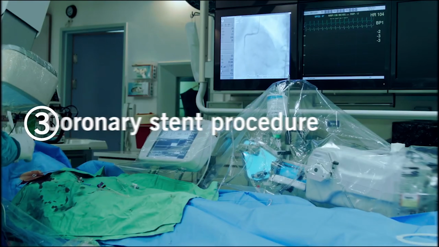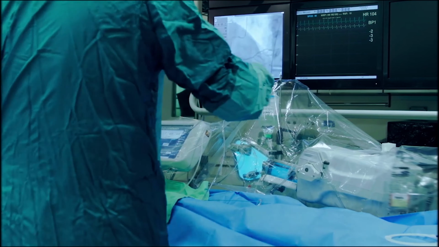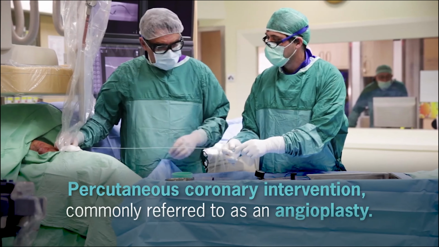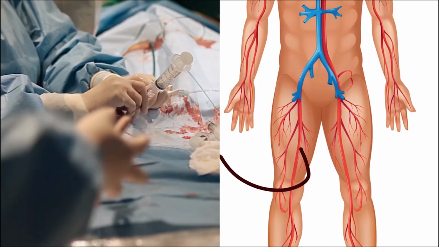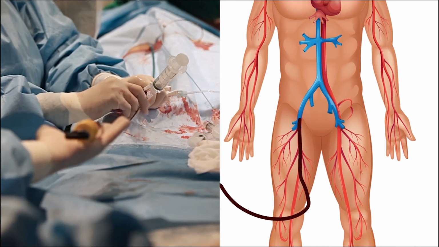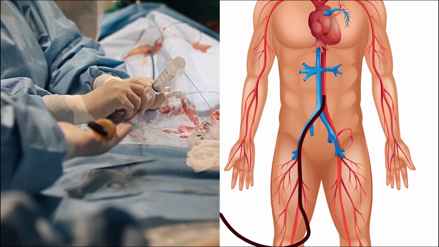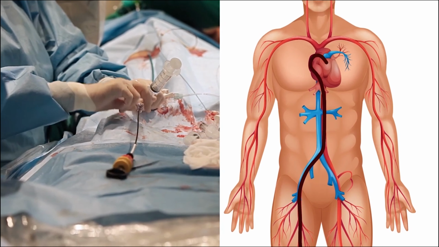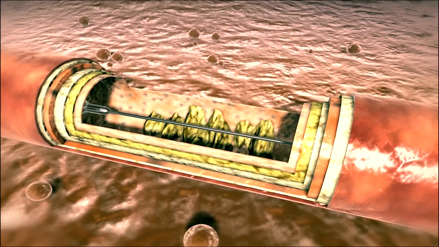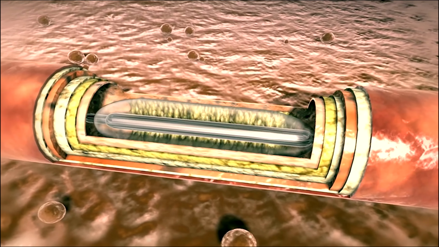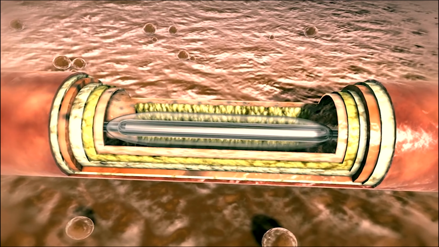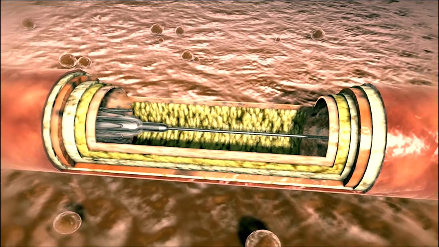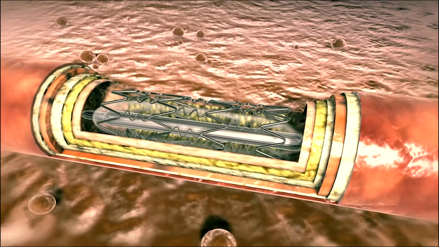3. Have a coronary stent procedure. With severe artery blockages, you might need a percutaneous coronary intervention, what's commonly referred to as an angioplasty. First, doctors insert a thin tube called a catheter into an artery on your wrist or leg. This tube has a deflated balloon at the end. Using X-rays as a guide, doctors direct the balloon catheter to the blocked artery. Then, they gently inflate the balloon, which widens the artery and restores blood flow. Finally, doctors implant a stent, which looks like a piece of scaffolding, to keep the artery open.